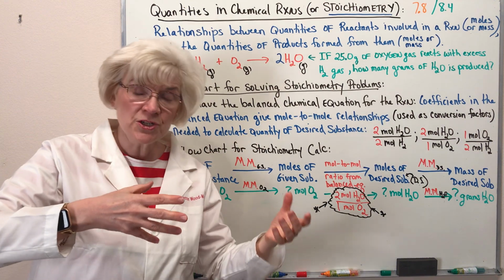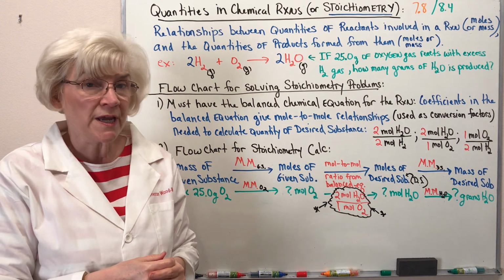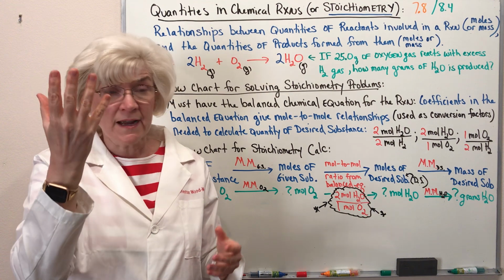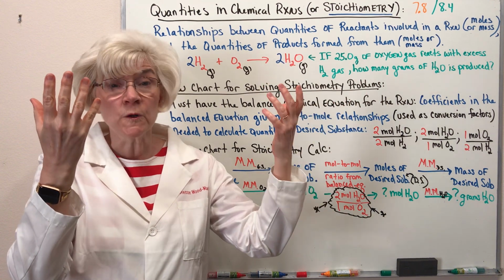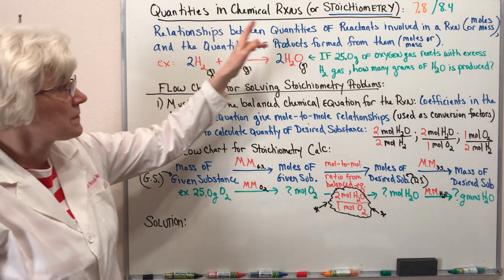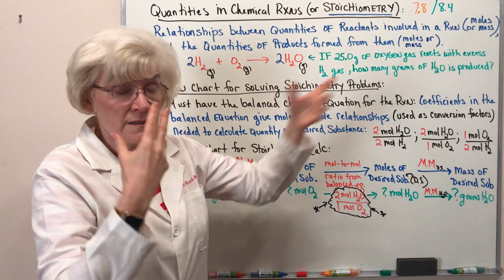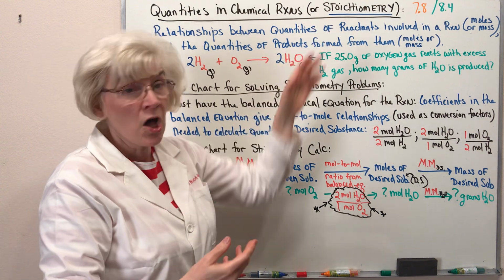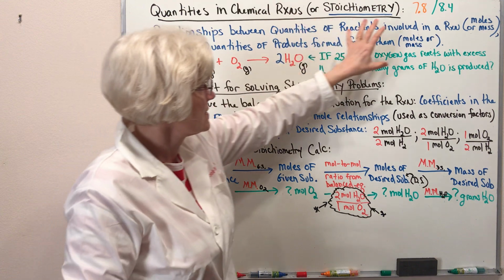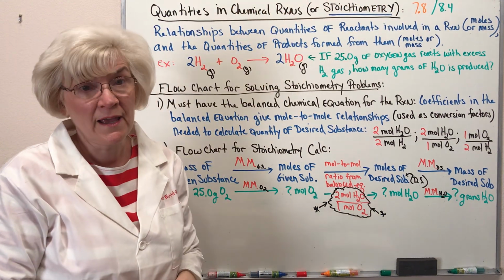So relationships between the various substances involved in a chemical reaction: if so much of reactant A reacts, how much of product B will form? This type of question is what we're looking at here, and there's a specific name that chemists give to this type of calculation. We call it stoichiometry. So stoichiometry is just a term that captures all that we are saying here.